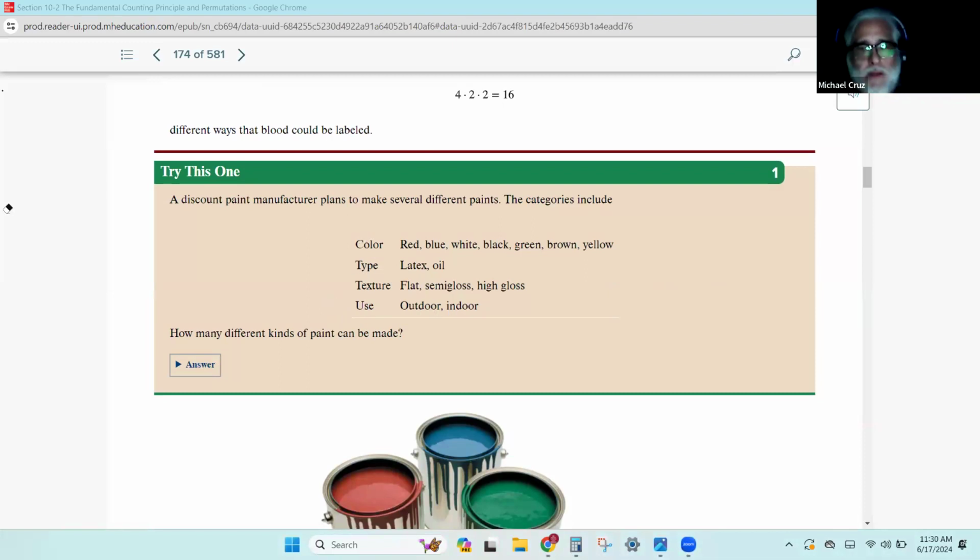All right, a discount paint manufacturer plans to make several different paints. So they got colors: red, blue, white, black, green, brown, and yellow. 1, 2, 3, 4, 5, 6, 7 different colors. 2 different types: latex and oil. Texture is flat, semi-gloss, high gloss, and then the use is outdoors and indoors. So how many different kinds of paints can be made?